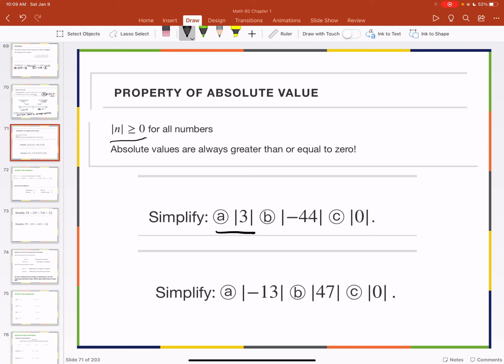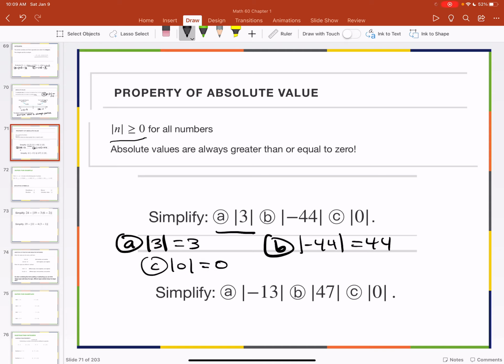Here we have the absolute value of 3. The absolute value of 3 is just 3. The absolute value of -44 is just +44, remember? The absolute value of 0 is just 0. It's 0 distance from itself. Let's continue. The absolute value of -13 is just +13. The absolute value of 47, you guessed it, is just +47. And again, the absolute value of 0, we just did that, equals 0.